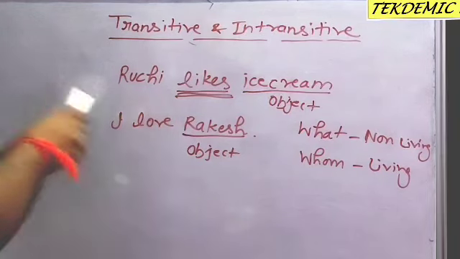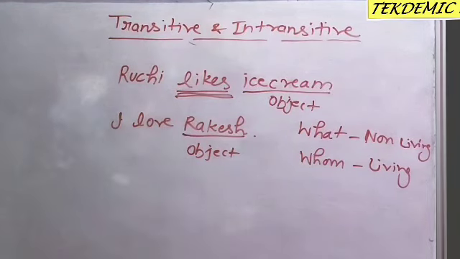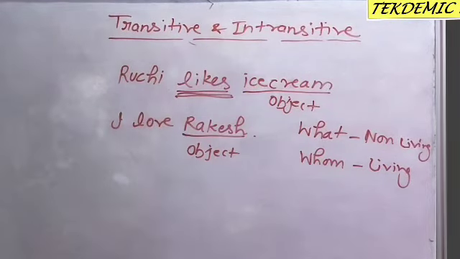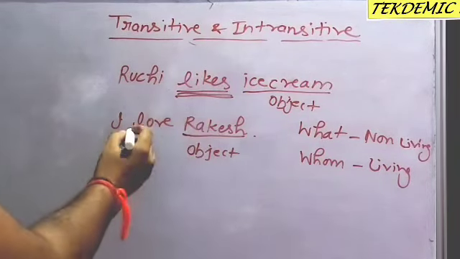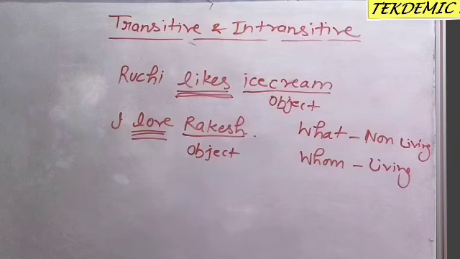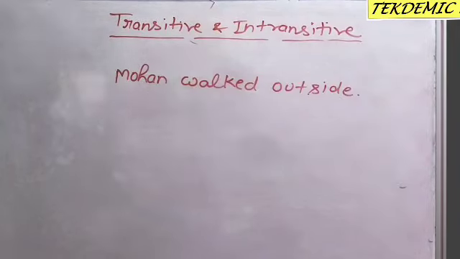And in sentence number 2, I love Rakesh, love requires an object, that is Rakesh. So love is also a transitive verb. So you have learnt about transitive verbs. Transitive verbs are the verbs that require an object to complete their sense. Now we will learn about intransitive verbs.